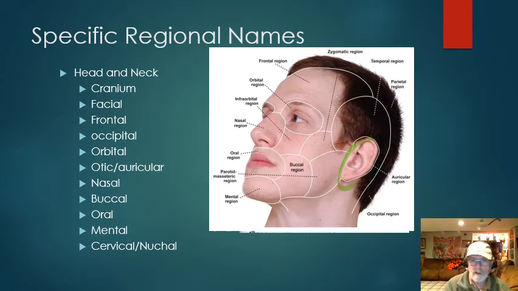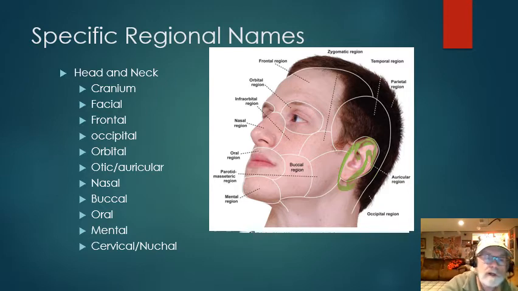Otic means ear, and auricular means this big flappy thing that sits out there. The big earlobe, not just the earlobe, but the whole ear. That's called the auricle. It's like a horn that collects sound waves and sends them down through the auditory canal to the eardrum right in there. So this is called the otic region or the auricular region.